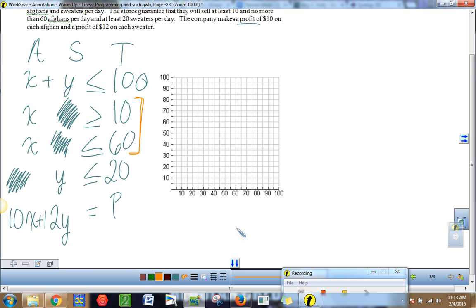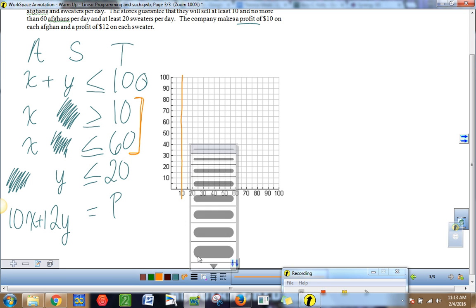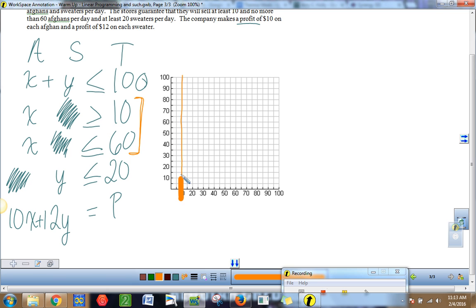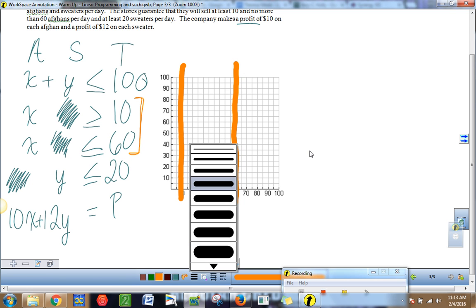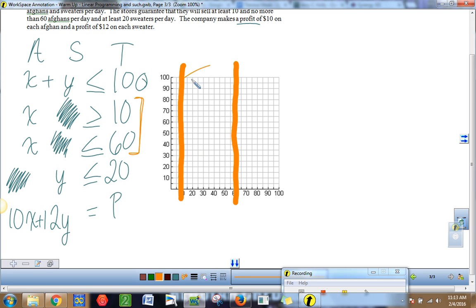So if we just look at these guys, what are they going to look like? Vertical lines, right? So I've got a vertical line crossing the x-axis at 10. Let me make these big, giant, thick lines. And at 60. We're basically saying you have to fall in between this section, right? Bigger than 10, smaller than 60. So we've already knocked out a bunch of domain, right?